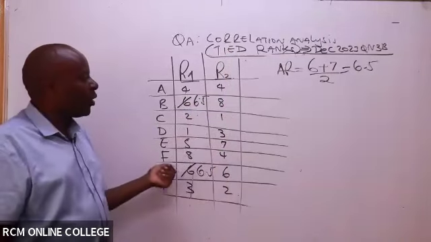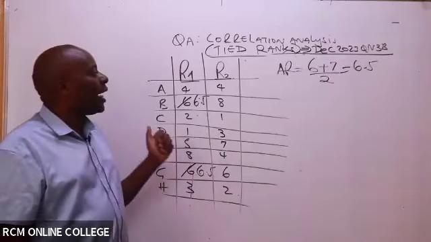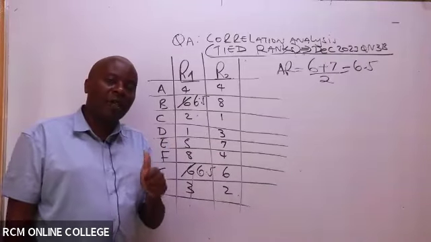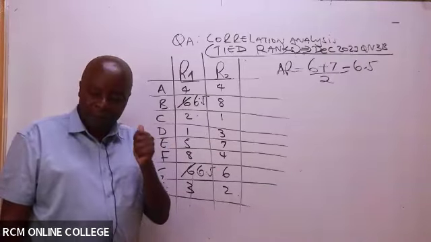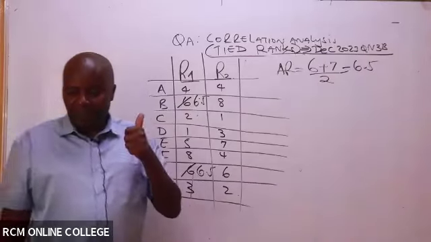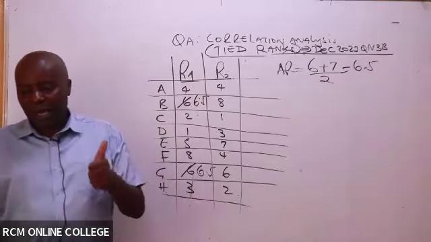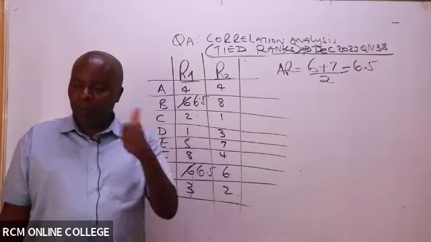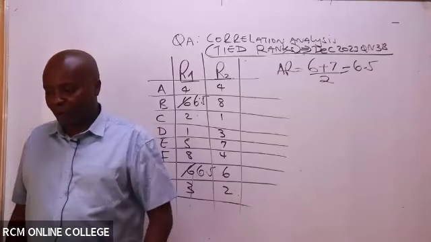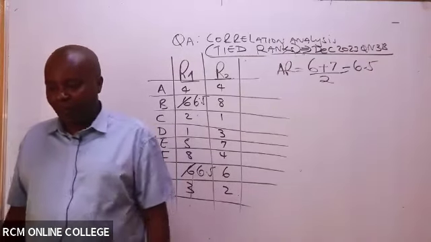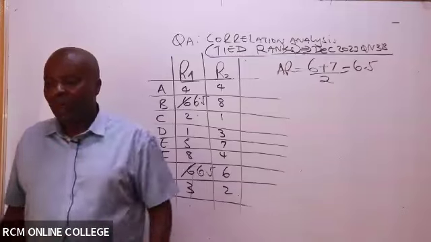Yeah, number 4. So then can you kindly tell me the average rank that I should give to these guys who have tied up at number 4? Which average rank should I give to them? 4.5?